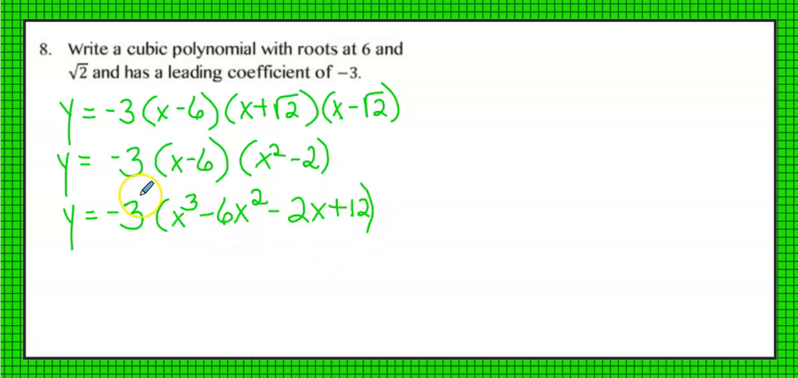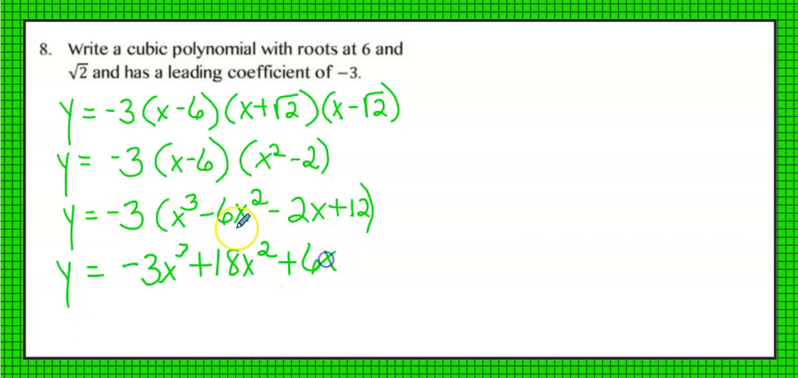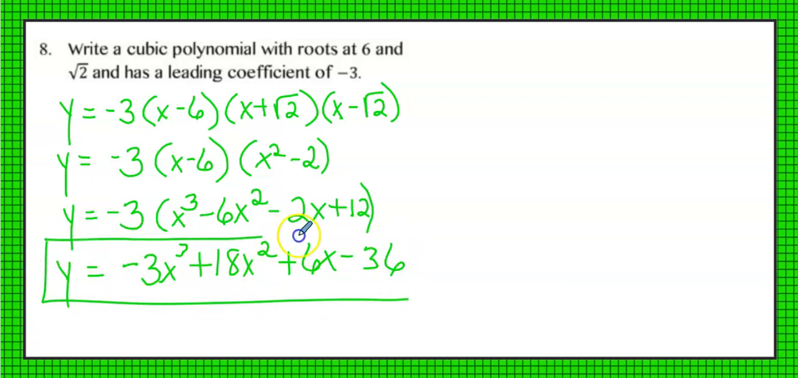So now I'm just going to multiply my negative 3 in. This is going to be plus 18x squared, and then plus 6x minus 36. Okay, so their standard form is still cubic. Leading term has an exponent of 3, and also the leading coefficient is still negative 3.